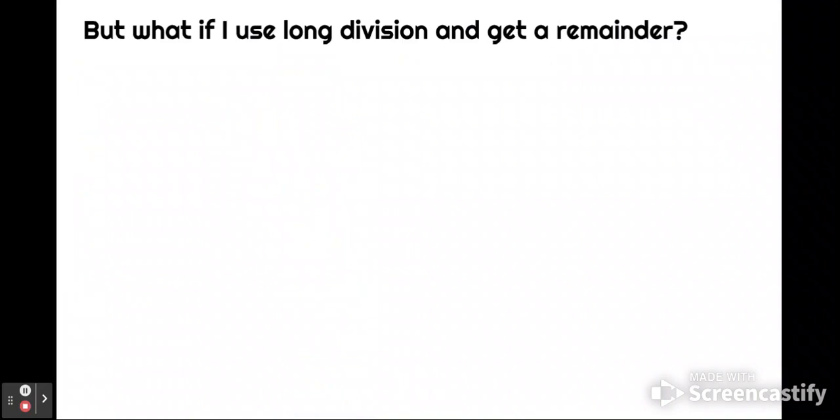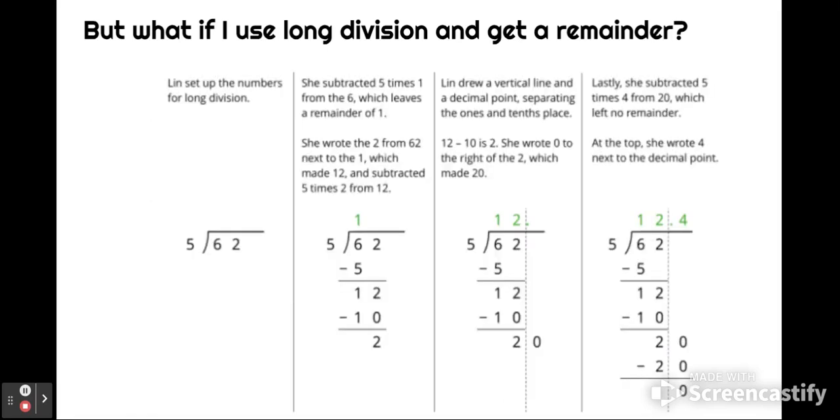Well, what if I am using long division and I actually get a remainder? So I don't just end up with 0, but I end up with something else. What happens then? Let's look at this example. Lynn, again, is setting up her long division, 62 divided by 5. And she's walking through the steps of long division.